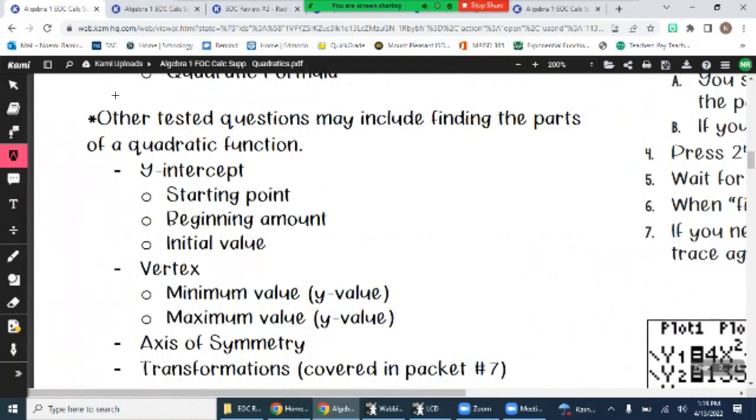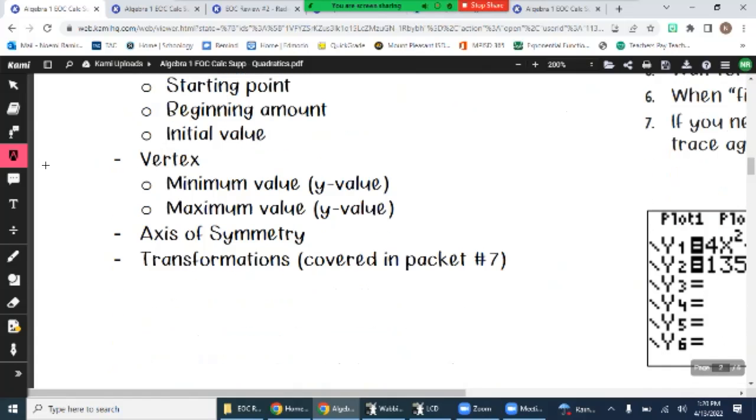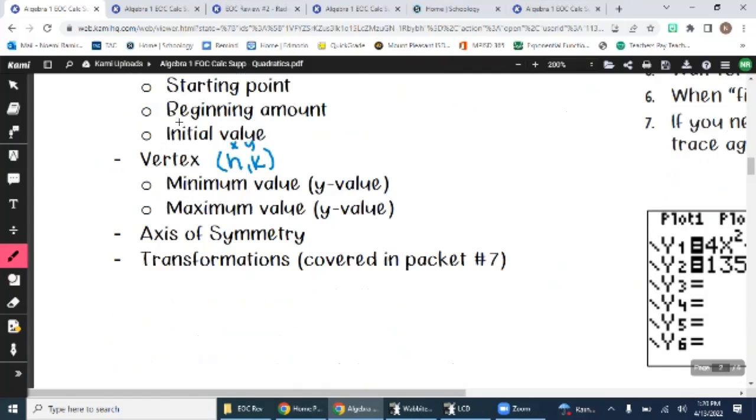Now, other questions from quadratics may also ask you what the y-intercept is. If they're asking for the initial value, beginning, or starting point, they're asking for the y-intercept. It could ask you for the vertex. The vertex is a point on the graph, but we label it as (h, k). It's still an x and y point, a coordinate on the graph, but we label it with h and k because you cannot plug another x and another y into an equation that already has an x and y. That would be too confusing, okay?